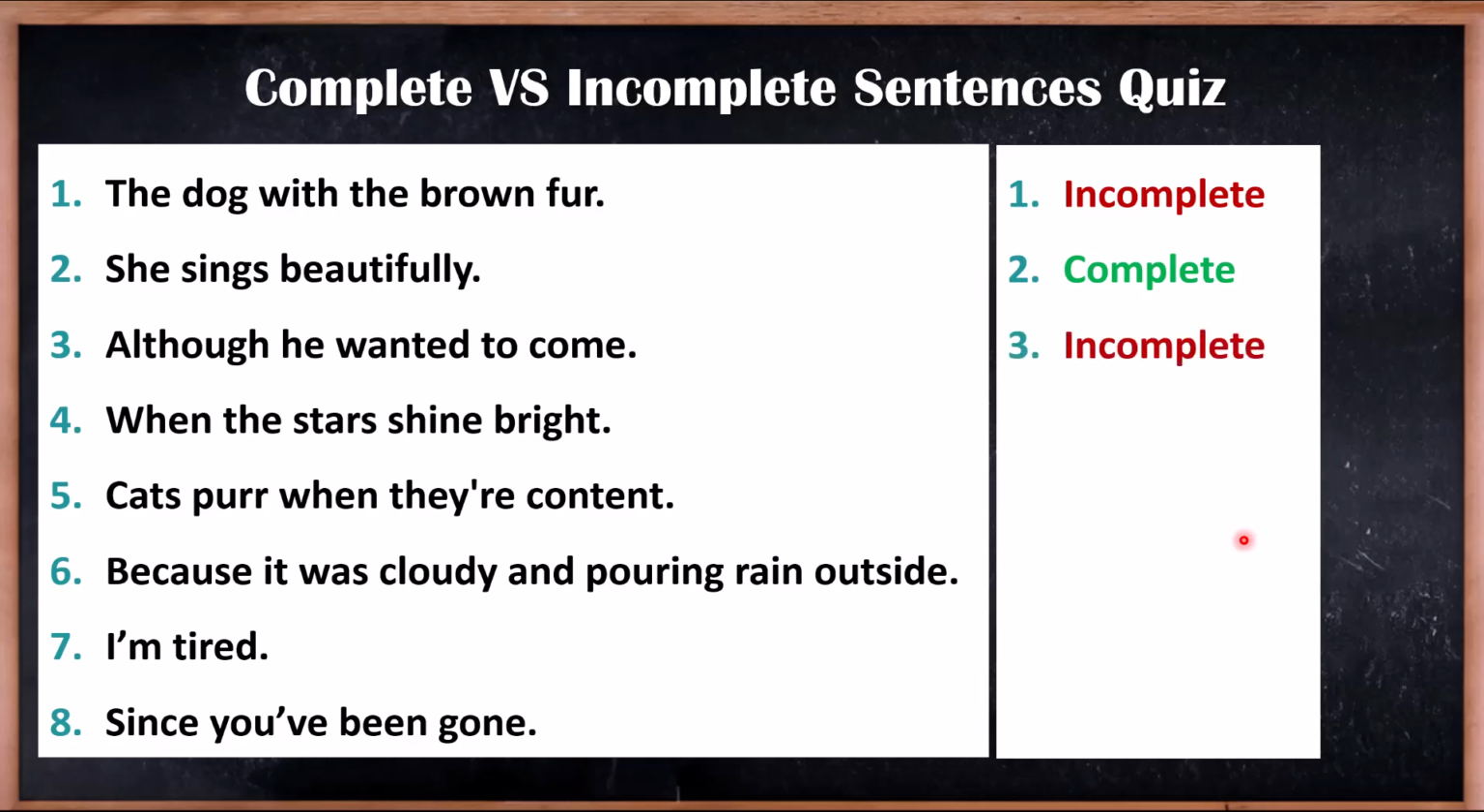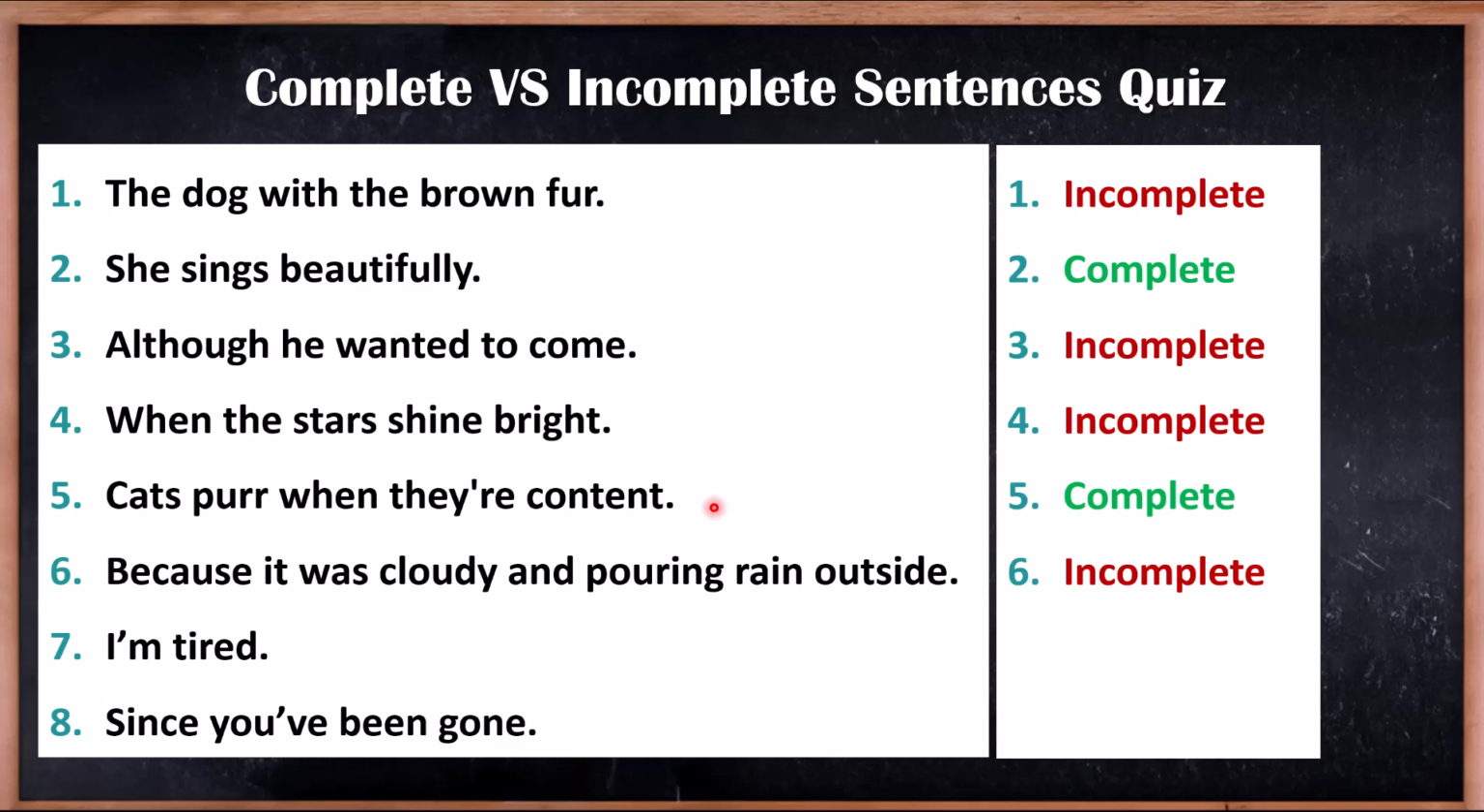Number 3 is incomplete. It is a fragment. "Although" introduces a dependent clause, which means the clause can't stand alone. It needs more information to be a complete sentence. Number 4 is also incomplete. "When" also introduces a dependent clause. We need more information. What happens when the stars shine bright? Number 5 is a complete sentence. We have a subject and a predicate.